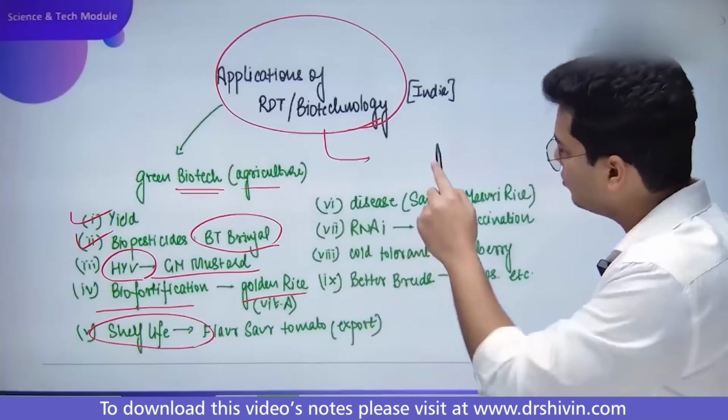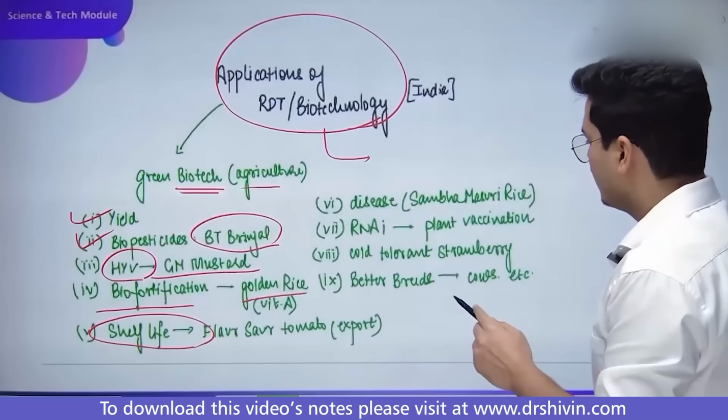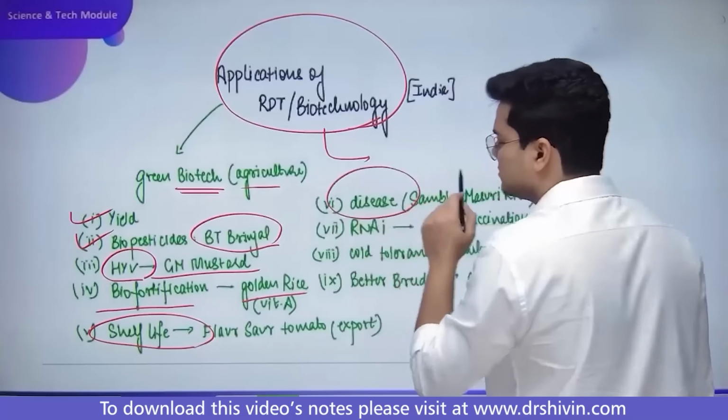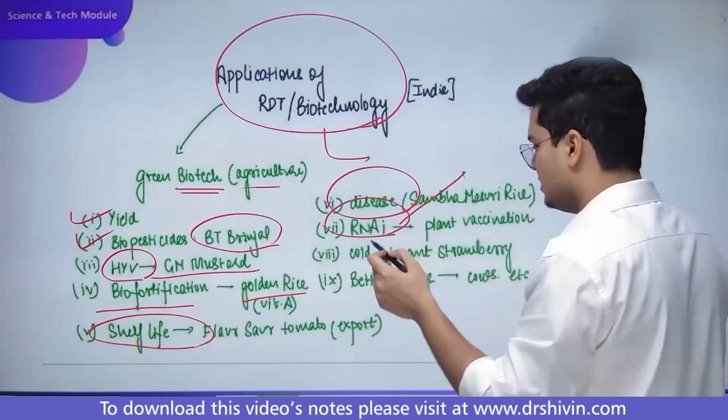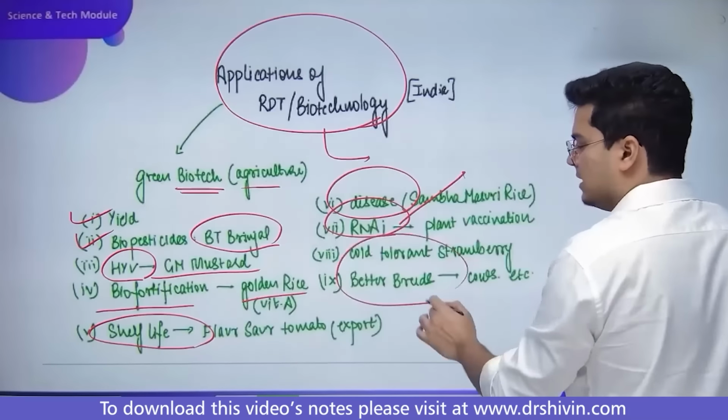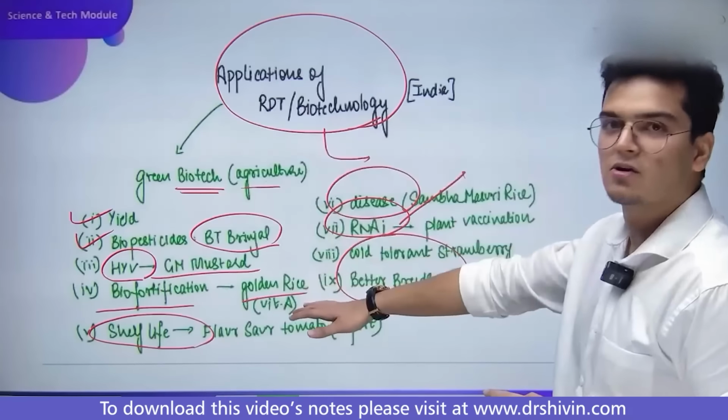This can be done through green biotechnology. Then we can fight diseases. Of course, we can do RNA interference. This we have seen. Then we can develop better breeds. So this is green biotechnology.